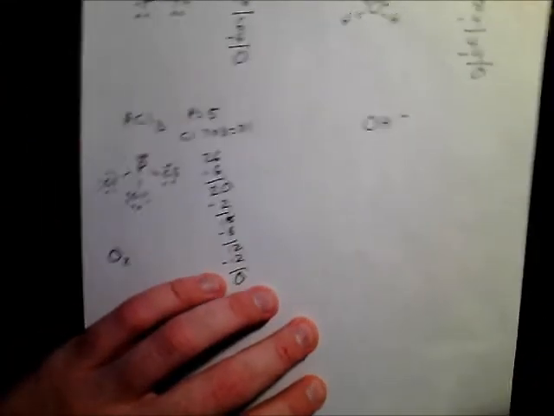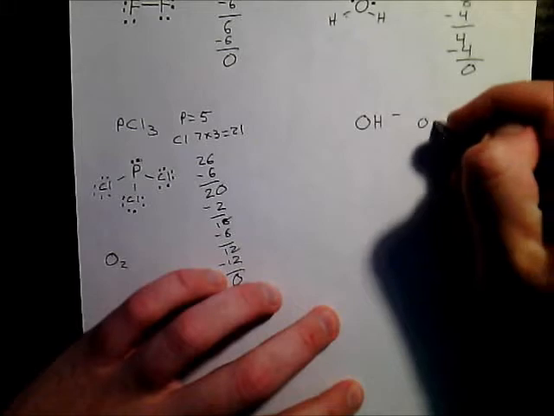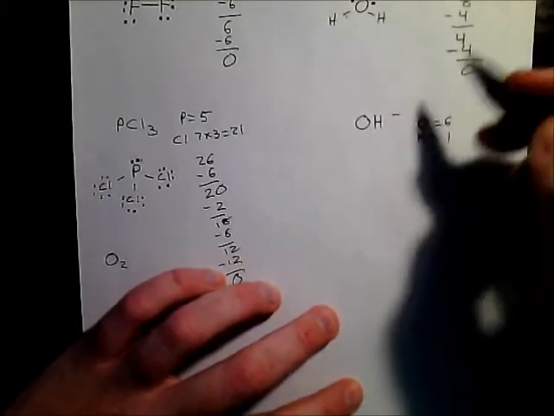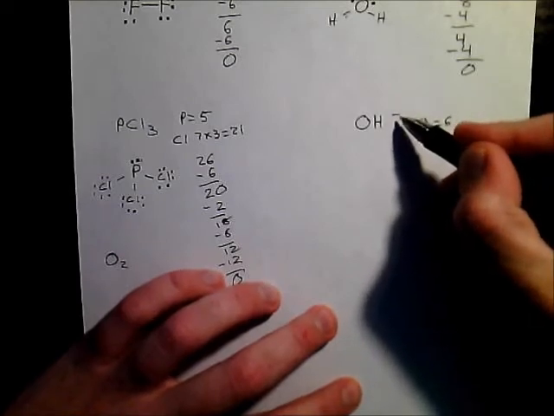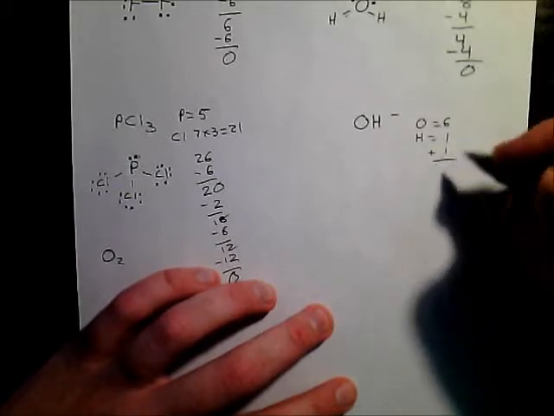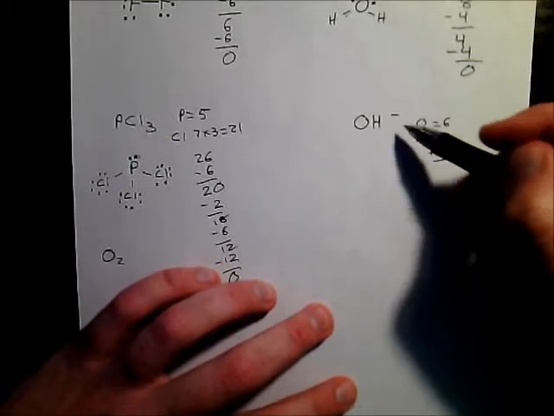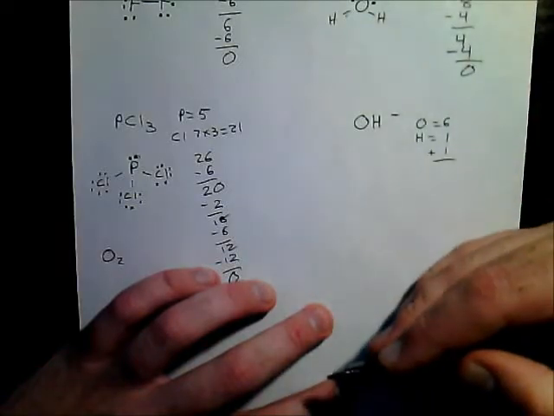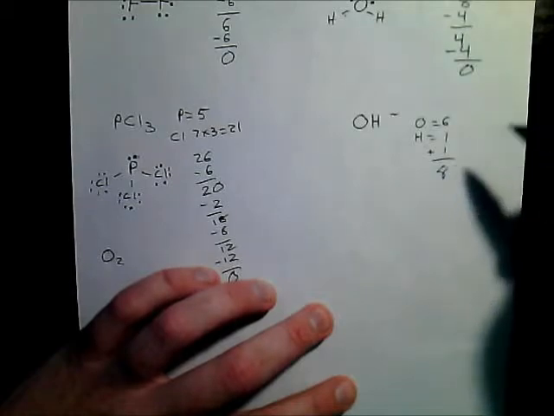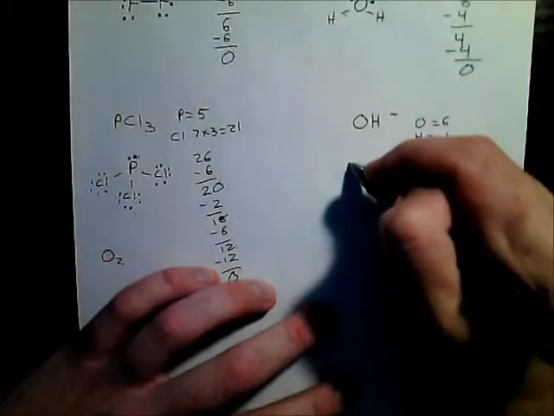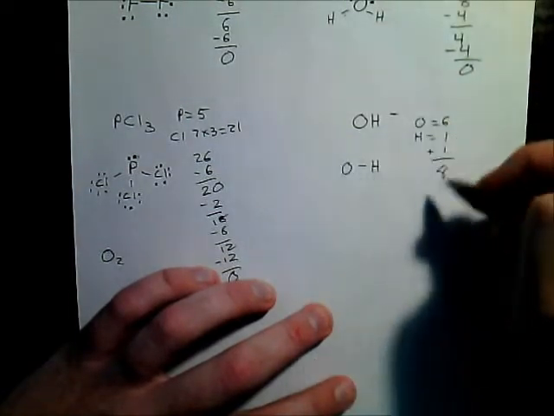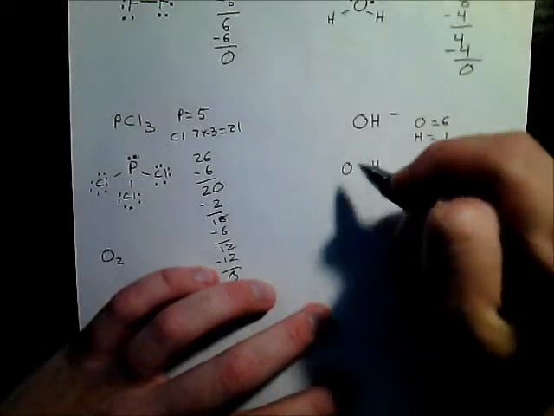So OH minus, oxygen has 6 valence electrons. Hydrogen has 1 valence electron. But the entire structure has a -1 charge. So if you think about it, given that it has a -1 charge, that means it must have gained exactly 1 electron. If it was positive, that means it lost electrons, but it gained 1. So we add that together, we get 8 electrons. So oxygen, hydrogen, I've used 2 electrons, that's 6 left to go.